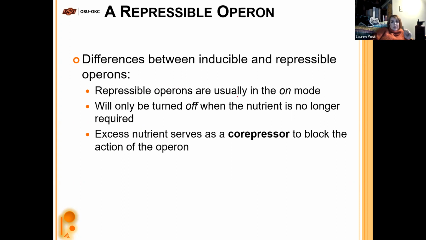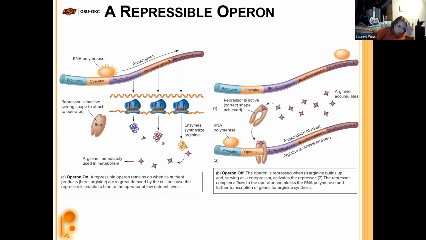Repressible operons are in the on mode and will only be turned off when whatever it's making is no longer needed. Okay. So the excess nutrient serves as a co-repressor in a way. But we're going to show you what I mean by this. Okay. We have our promoter region where our RNA polymerase is going to stick onto, and our operator, which is going to be the important area where the repressor gets involved.